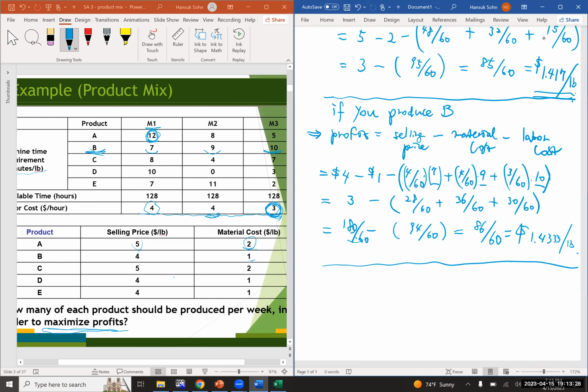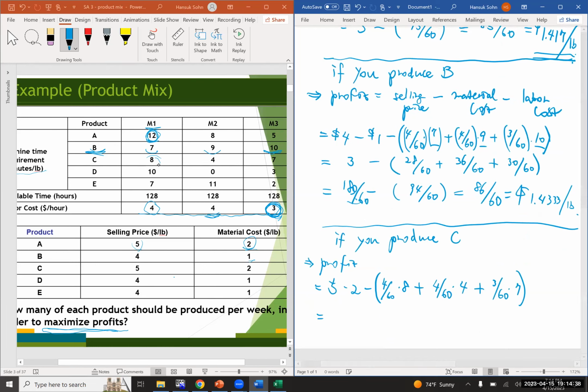Let's do one more time for producing product C. So if you produce product C, then the profit would be 5 minus 2, minus 4/60 times 8, so we use this 8, plus 4 over 60 times 4, plus 3 over 60 times 7. Is that right?